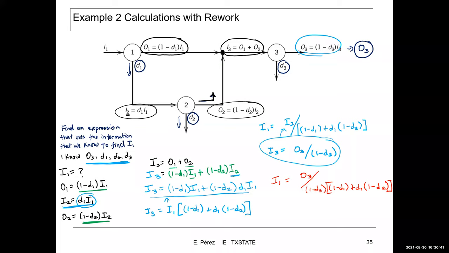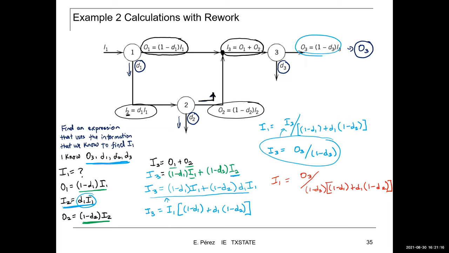Okay, so if you have something like this, a rework station, this is the expression that is going to give you I1, the input that you will need. And the expression is using all the information that is given. You have O3, you have D3, D1, and D2. So all this work to find that expression that can give you the input for one using the information that we know from the problem.